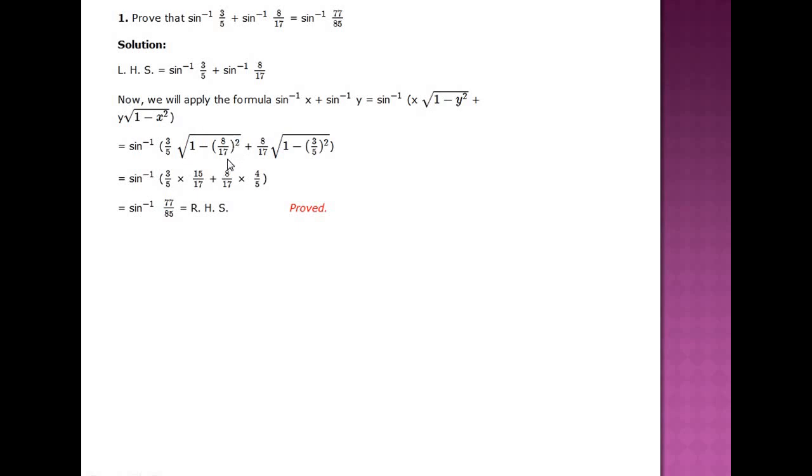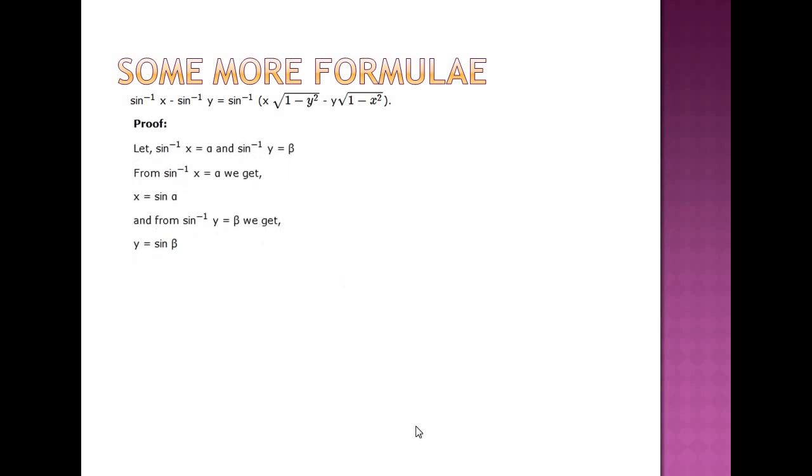3 by 5 under root of 1 minus 64 by 289, and this will go on, plus 8 by 17 times root of 1 minus 9 by 25, and then on solving, your answer will be in terms of sine inverse. See, everything is in sine inverse, that's why I am directly using this formula. So it is in line with this formula. Same version with negative, so same, nothing different.